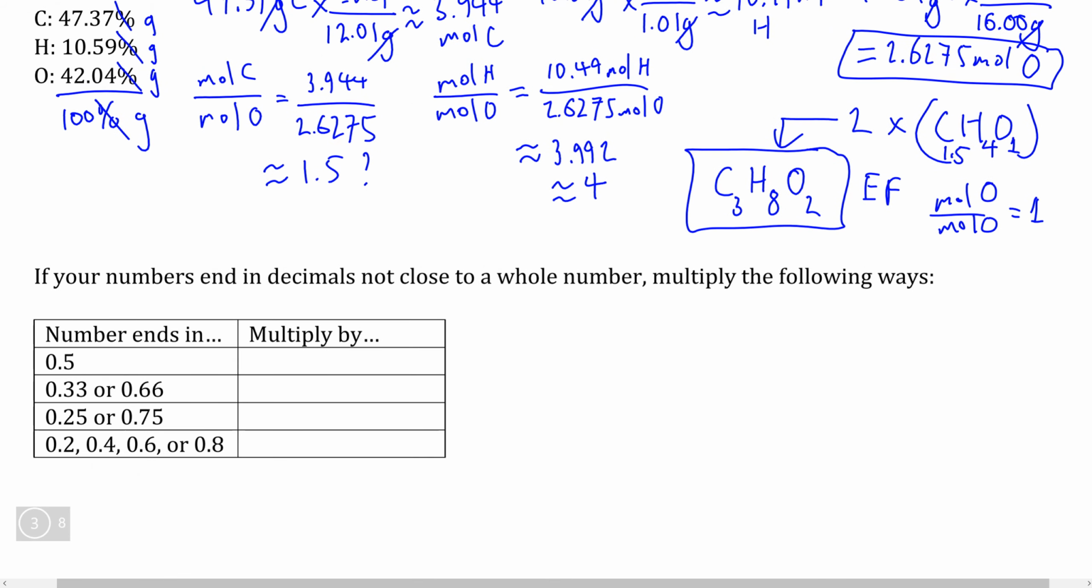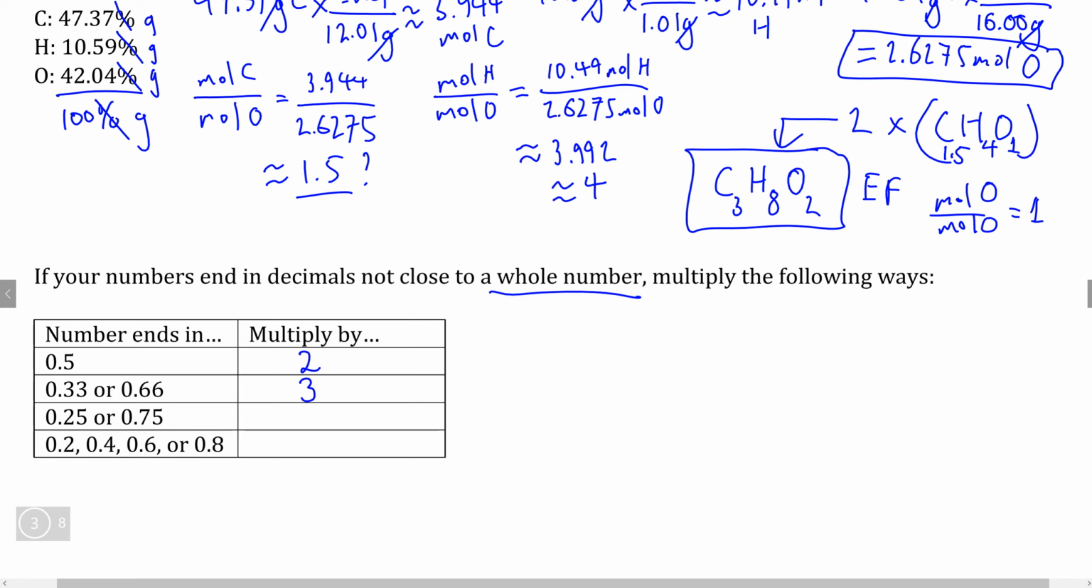So what we've just discovered here is that sometimes the mole ratios between atoms do not come exactly close to a whole number, but if the mole ratios come to specific decimal numbers, we can multiply them in the following ways in order to produce a whole number. So as we've seen, this number was 1.5, and if we multiply this by 2, it gives us a whole number. If our number ends in 0.333 or 0.666, these are multiples of 3. So if we multiply them by 3, it would give us a whole number.